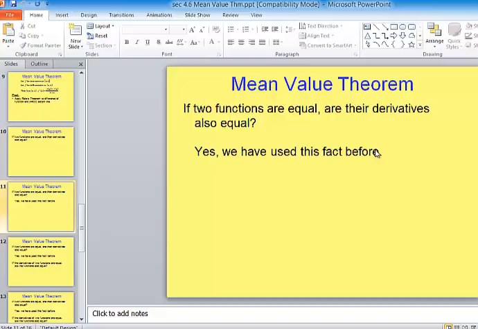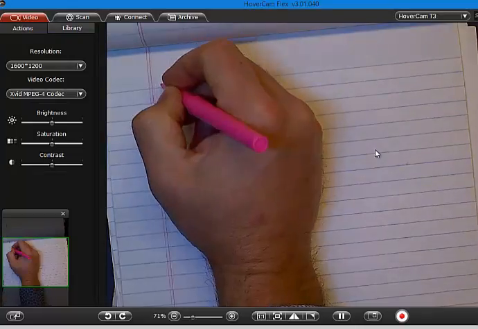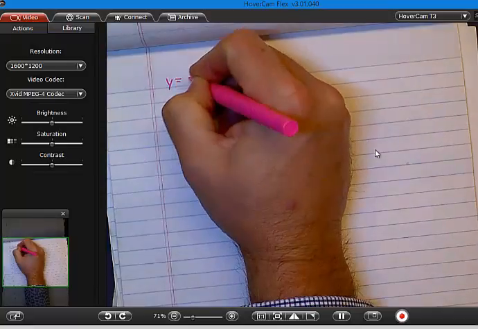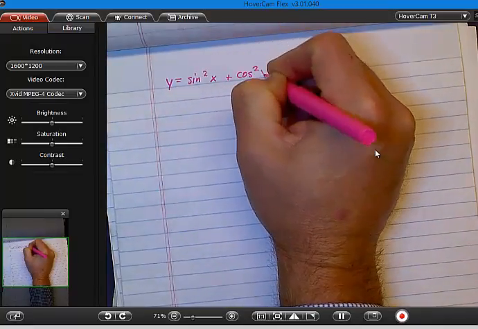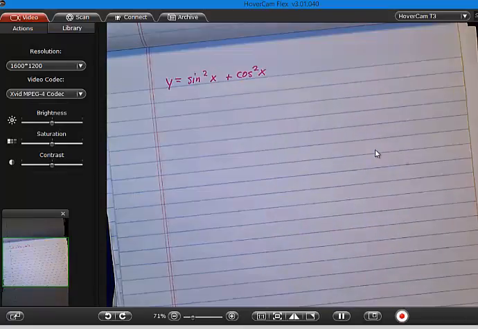I mean, I don't know. What's a good example? Well, maybe here's a weird example. What if I told you guys, let's talk about sine squared of x plus cosine squared of x. Would you be able to find the derivative of that thing? You could? All right, let's try it. How do you find the derivative of that?